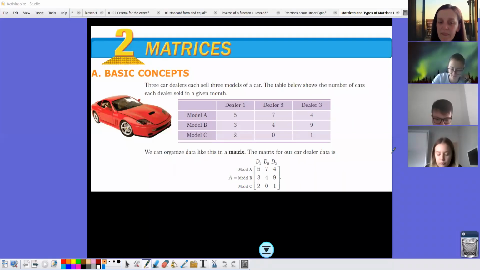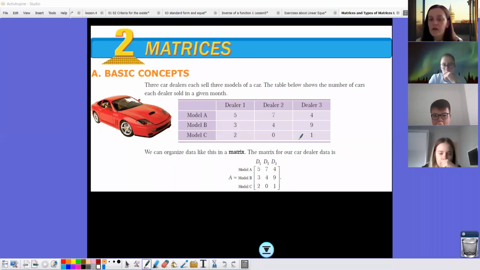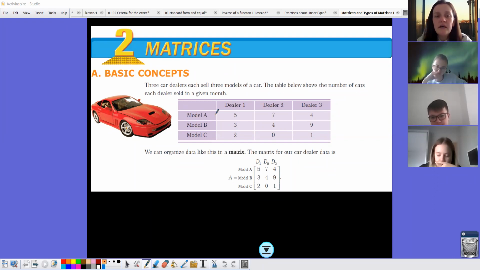Basic concept. Firstly, here one example is given, and it says 3 car dealers each sell 3 models of a car. The table below shows the number of cars each dealer sold in a given month. So dealer 1, model A, 5, dealer 2, model A, 2. As you see, there is some information about the cars and how many cars the dealer has sold. When you have more information like this, we can use matrices to organize this kind of data.